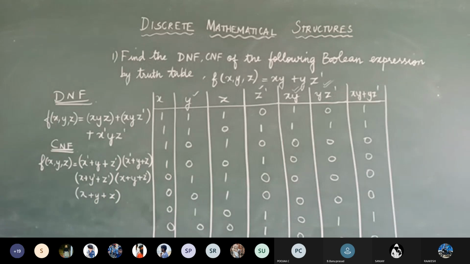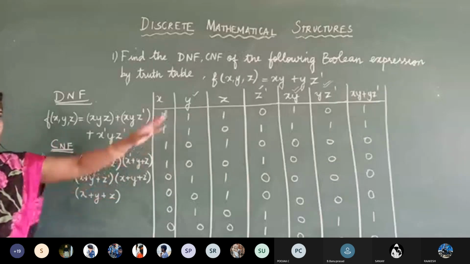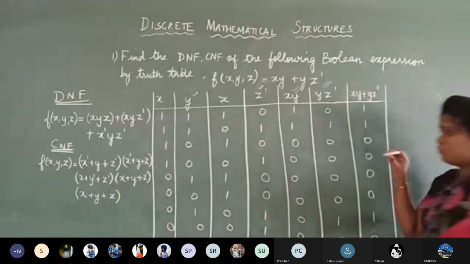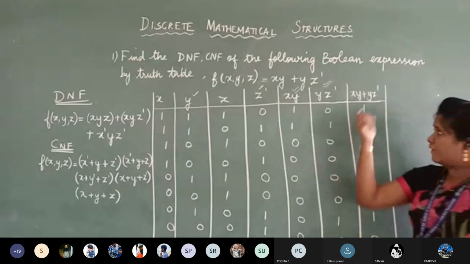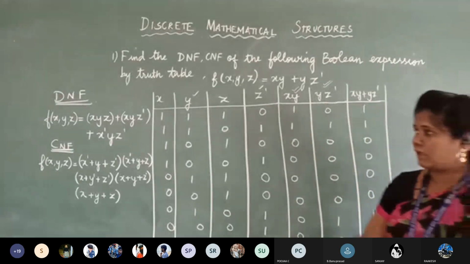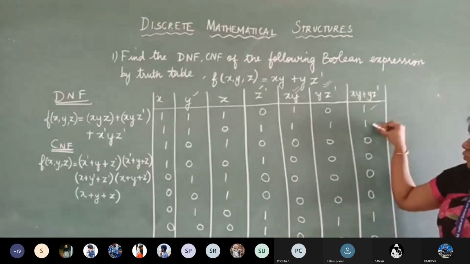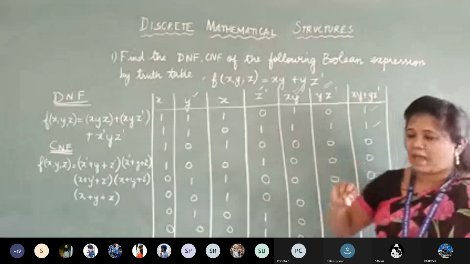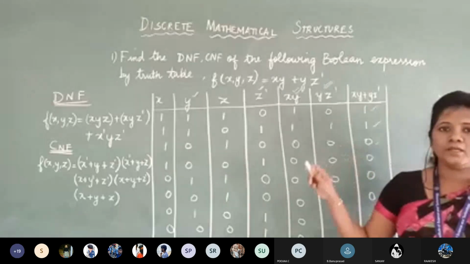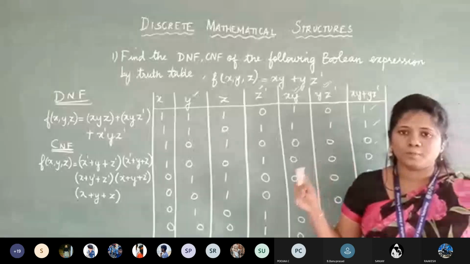Very important. They can give you one tableau column and the last values, and ask you to find your DNF and your CNF. You have to know that when the value is 1, you write your DNF, and when it is 0, you write your CNF. Your DNF is nothing but the product of the min terms.